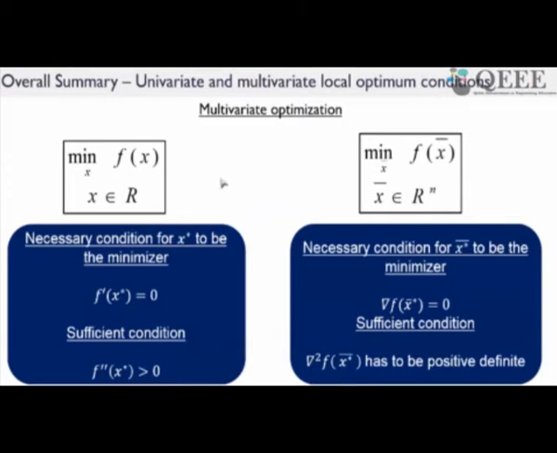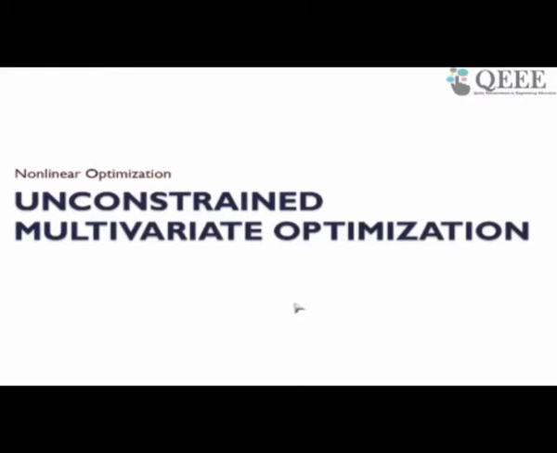So in terms of an overall summary, if it's a univariate case, the first derivative is 0 and the second derivative is positive. In a multivariate case, the gradient is 0 and the Hessian has to be positive definite for minimum. If it's not positive definite, it's semi-definite, then it is not a strict minimum. Here I have an example of a multivariate case.